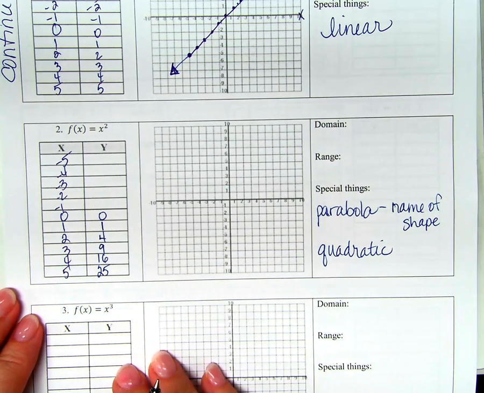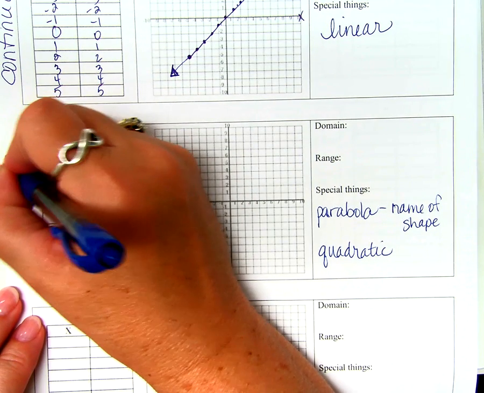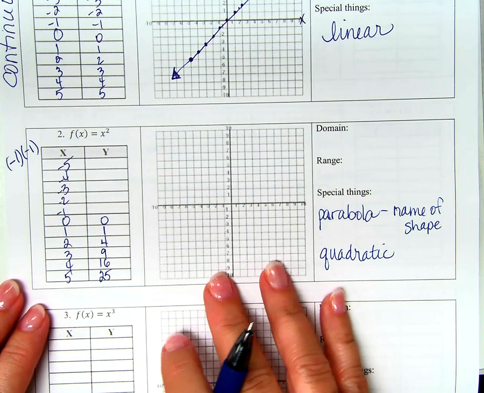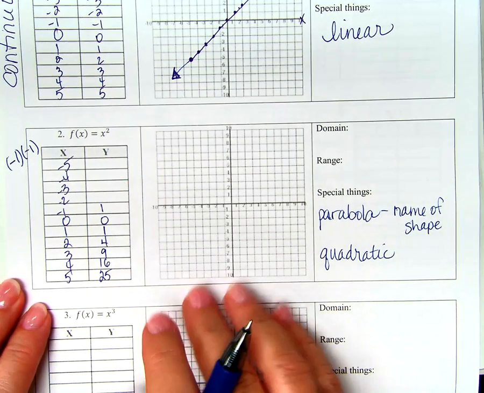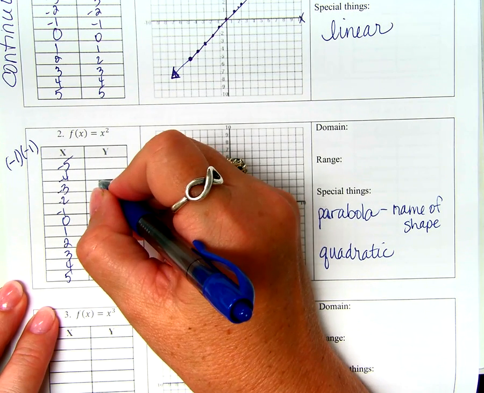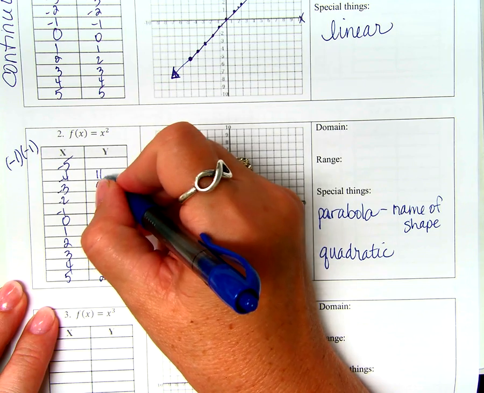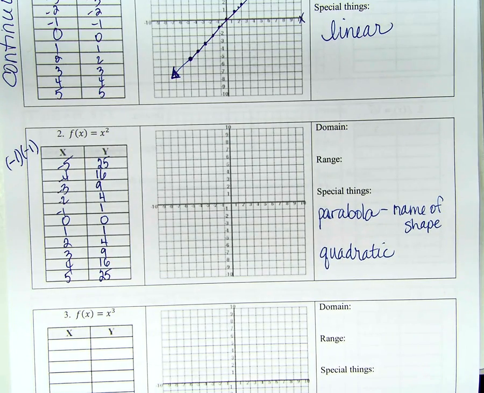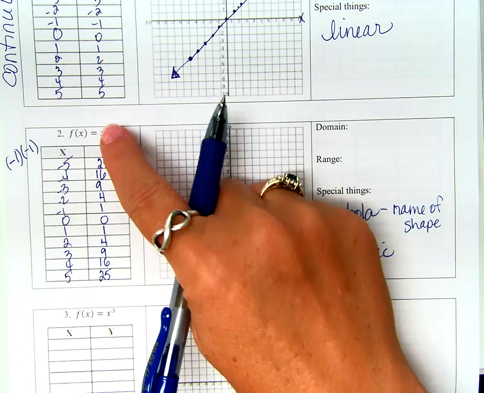Negative 1 squared. Wait, what? Negative times negative is positive. So negative 1 times negative 1 would be positive 1, right? What about negative 2 squared? Positive 4. Negative 3 squared? Negative 4 squared? Negative 5 squared? 25. Huh. Wait a second. Will we ever get any y values that are negative using this parent function?